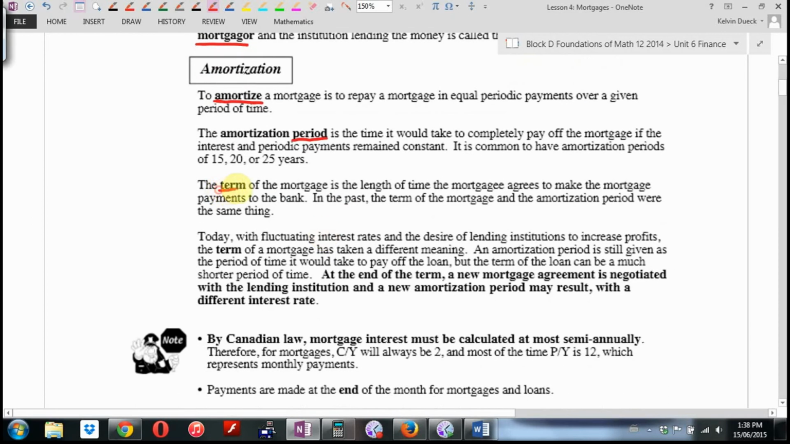The term is the length of time the mortgagee agrees to make the mortgage payments. In the past, the term of the mortgage and the amortization period were the same thing. Today, because interest rates fluctuate so much and banks want to make more money, the term of the mortgage has taken on a different meaning.